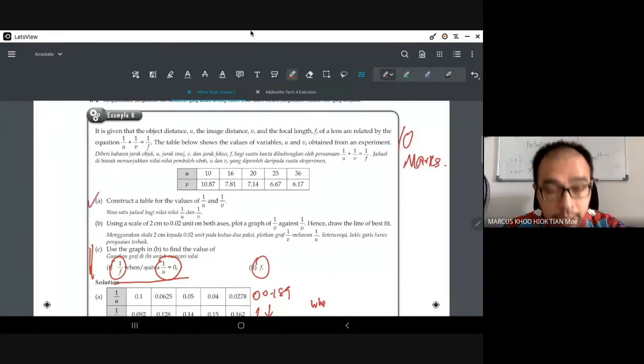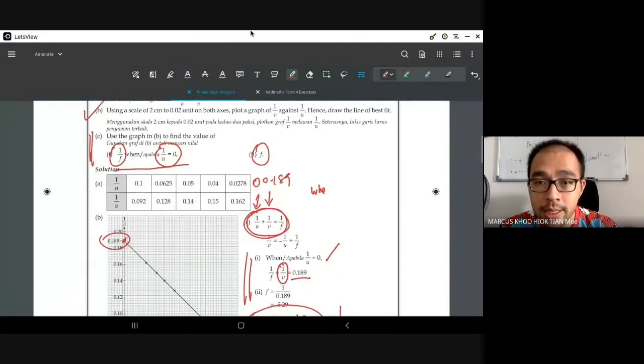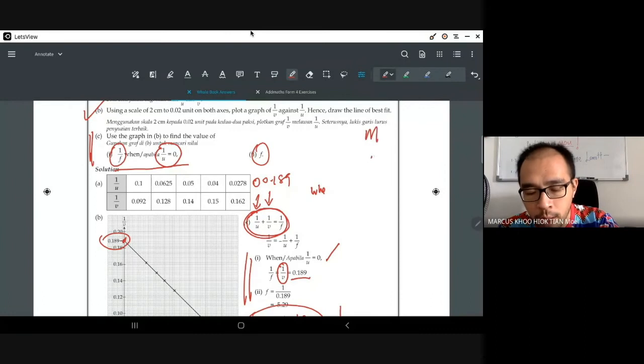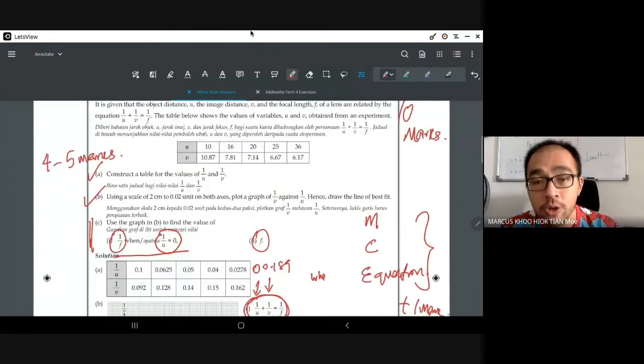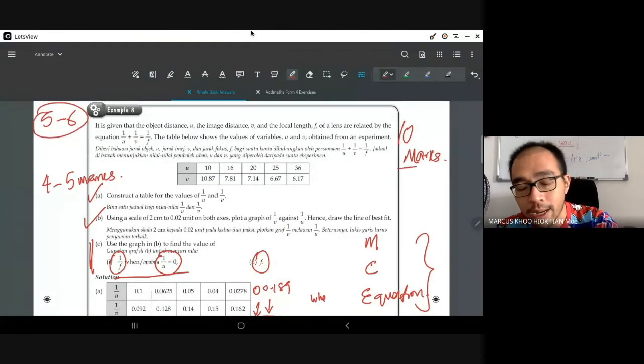If you can construct the table correctly and if you can draw a graph correctly, you should be able to get 4 to 5 marks. And then on top of that, remember what I said just now? After you have done this, find the gradient, find the y-intercept, and then form the equation. So this one will give you another extra 1 mark. So I want everybody to be able to at least get 5 to 6 marks out of the 10 marks.